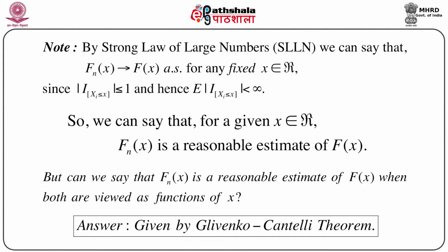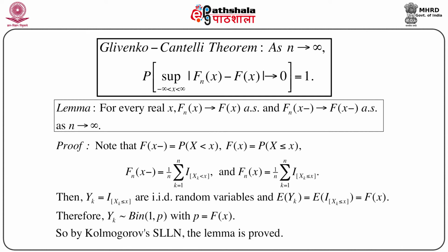Again, this answer is given by the same Glivenko-Cantelli theorem. So you see, the Glivenko-Cantelli theorem has an immense implication in probability theory and statistics. So what is the statement of the Glivenko-Cantelli theorem? As n goes to infinity, the supremum over x in the entire real line of the modulus of Fn(x) minus F(x), the supremum of the difference between the empirical distribution function and the distribution function, goes to 0. The probability of this event equals 1. That means there is a very close connection between these two, and it shows that Fn and F can be made arbitrarily close with probability 1.